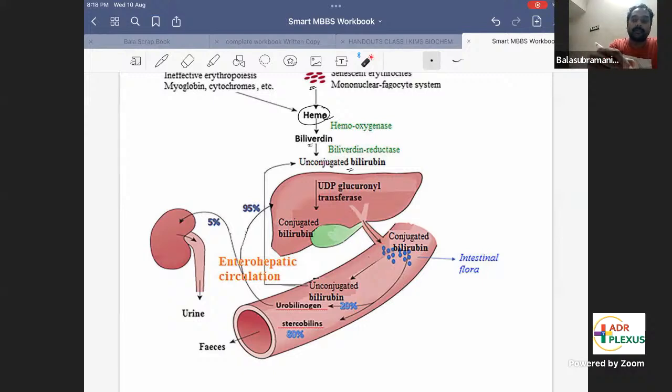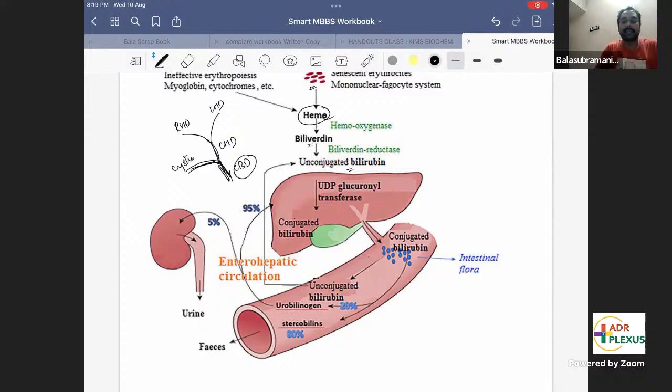If you want to go for the anatomy, there is a right hepatic duct and a left hepatic duct. These join to form the common hepatic duct. So RHD, LHD, common hepatic duct. This common hepatic duct joins with the cystic duct to give the common bile duct. That's the basic anatomy. This common bile duct opens into the second part of the duodenum.